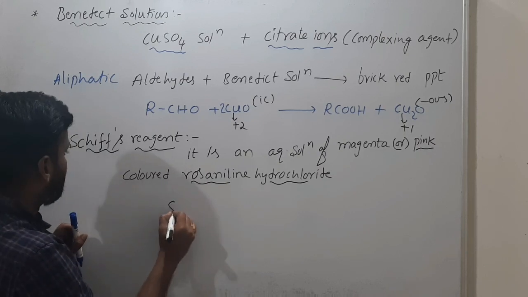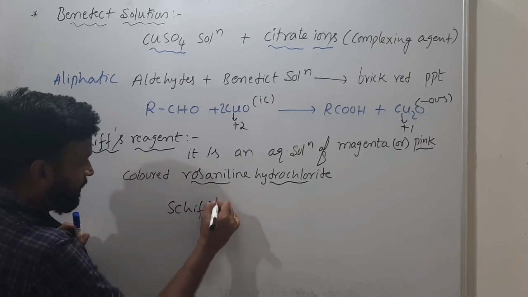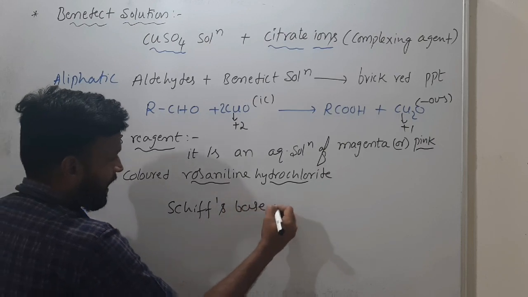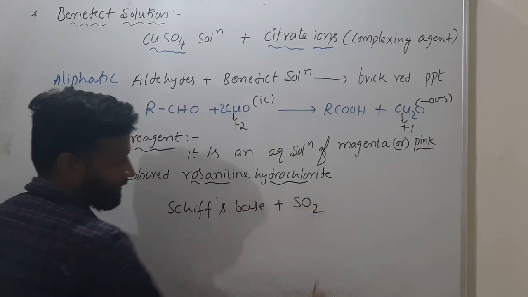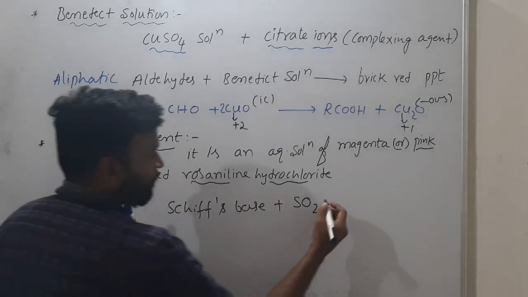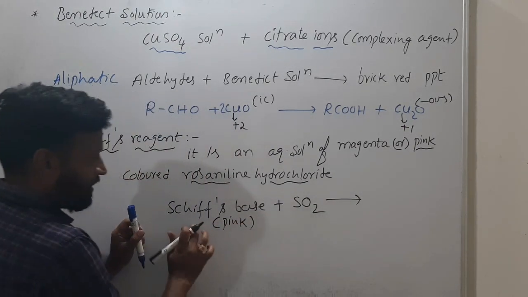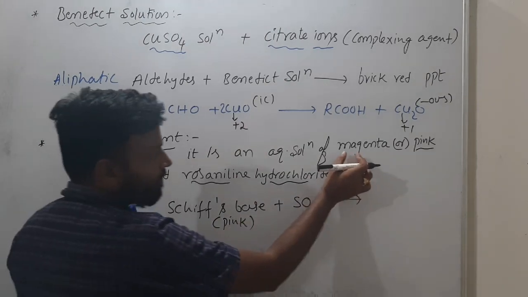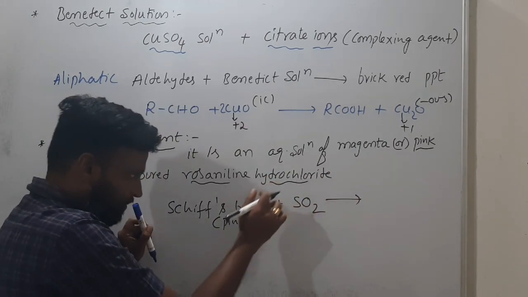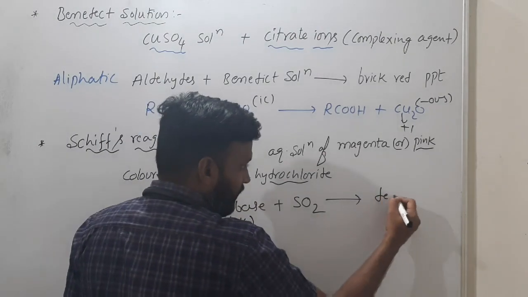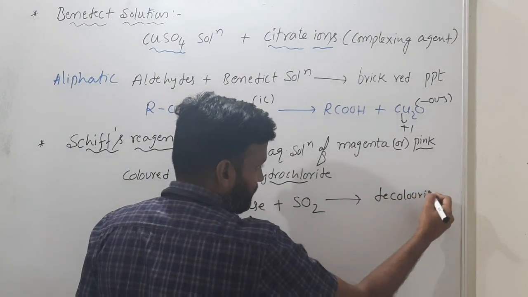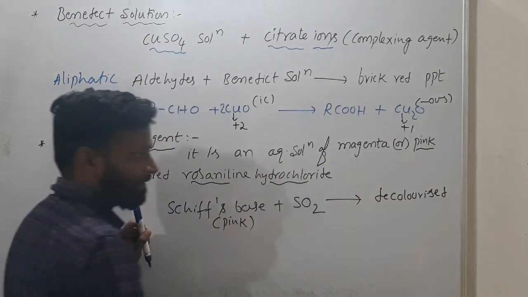For this Schiff's base, if you add sulfur dioxide, what happens? The previous Schiff's base is in pink or magenta color. If you add SO2, it will be decolorized, which means it loses its color.